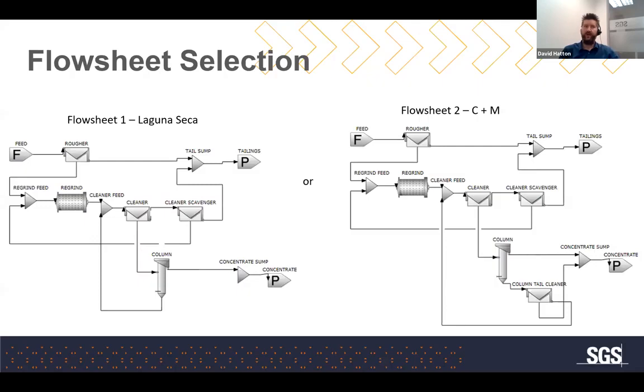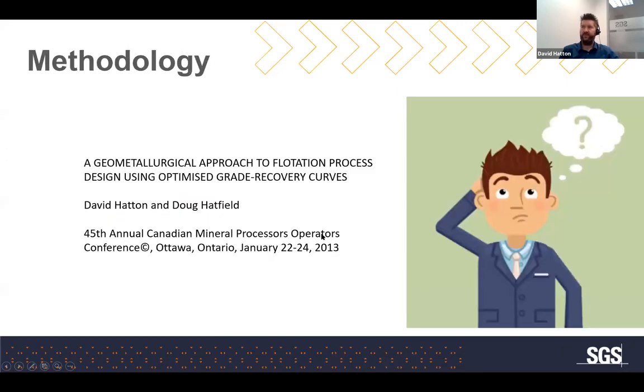So we went through a number of circuits. We started off with about 25 circuits. We nailed it down to these 2 circuits, which we'll call flowsheet 1 and flowsheet 2. The Laguna Seca circuit, named after the Laguna Seca plant in Escondida, and the C+M, which is essentially the same circuit, except you have a mechanical cell operating on the column tail over here. And you'll see why that becomes important as we go through this process.